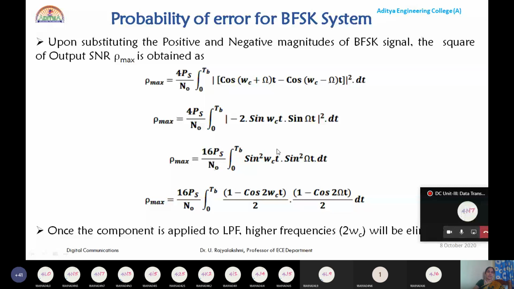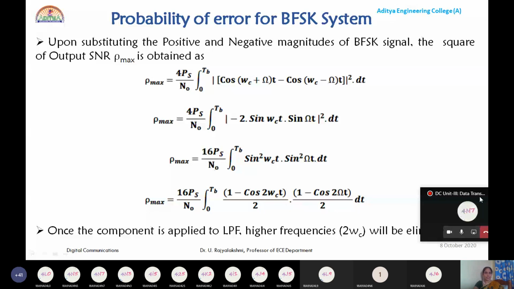Now once again use certain trigonometric equations. This is sin square omega CT, so you can write this as 1 minus cos 2 omega CT divided by 2. And once again you have the change in the carrier frequency, that is delta omega. So sin square delta omega T is nothing but 1 minus cos 2 delta omega T divided by 2, into dt.